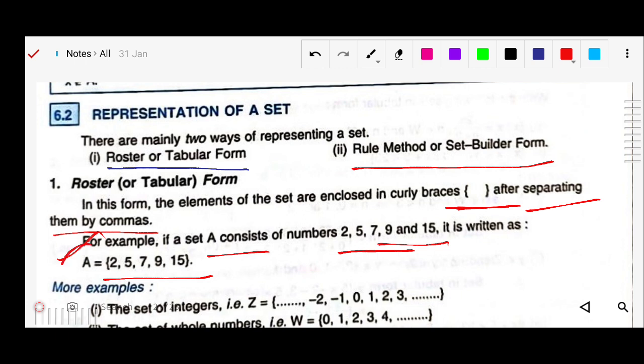What is the name of the set? A. And what are the elements? 2, 5, 7, 9, 15, and we put them in the curly braces, right? So next we have some examples that we'll see.